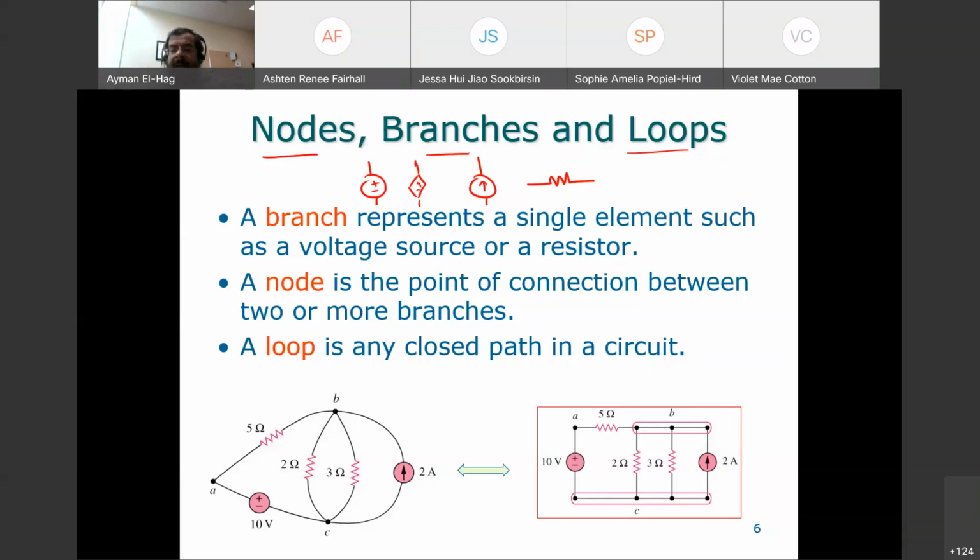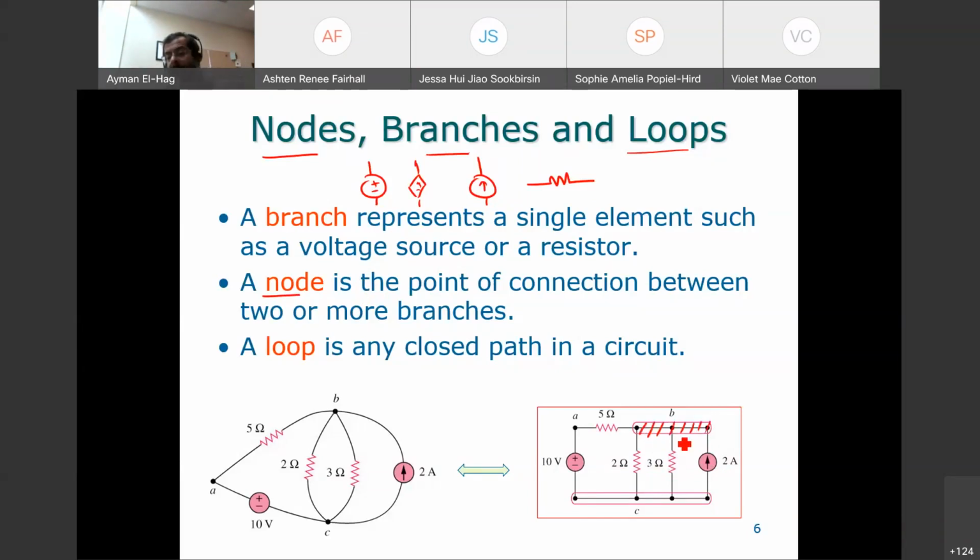So these are branches. A node is the point that connects 2 or more branches. So these branches are connected together by a node. So for example, this 5 ohm, this 2 ohm, this 3 ohm, this 2 amp current source, all of them are connected to one node. All of this is one node.